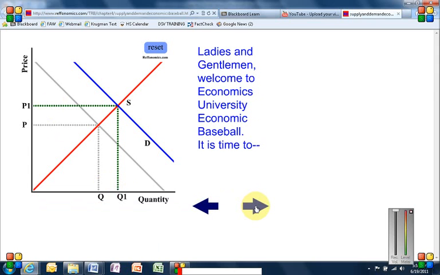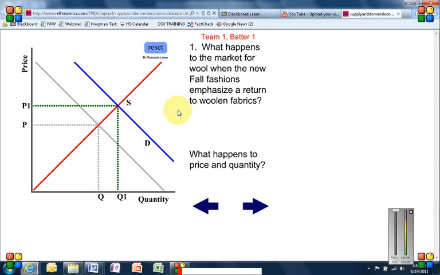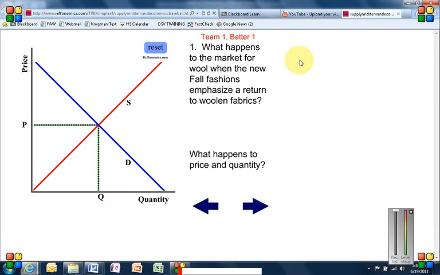Now that was just a warm-up example for the activity. Now the explanations will be quicker and to the point. Let's do a different market. What happens to the market for wool when the new fall fashions emphasize a return to woolen fabrics? So we're talking about fashion or consumer preferences. That was one of the factors that changed demand. So of course the demand curve is going to shift. Which way is it going to shift? Right or left?